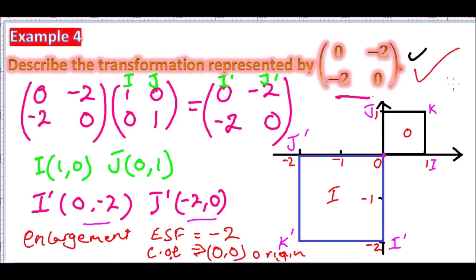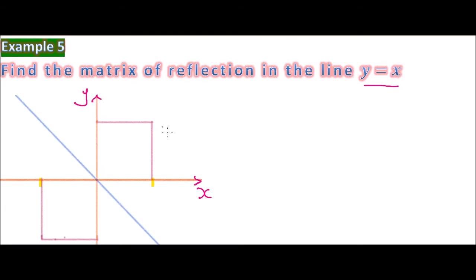Let's do our final example, and then that will be the end of our lesson. In our last example, find the matrix of reflection in the line y equals x. We can make a sketch of that so that we determine the matrix of transformation. This is the sketch that I have. We can label this 1. This is minus 1. This is 0. This is 1. And this is minus 1.